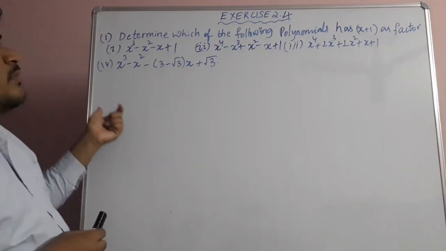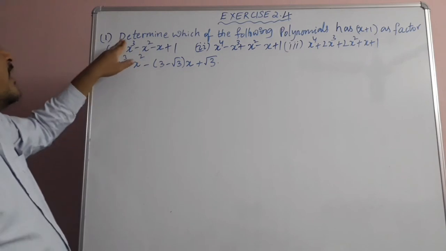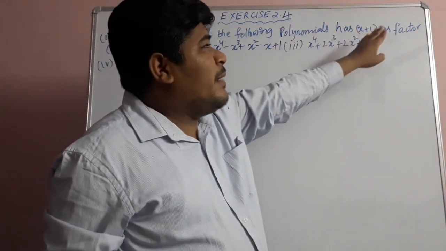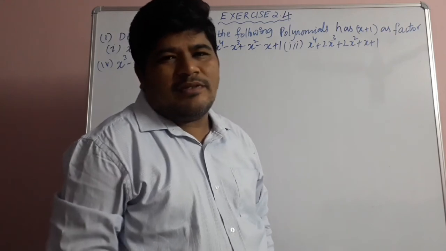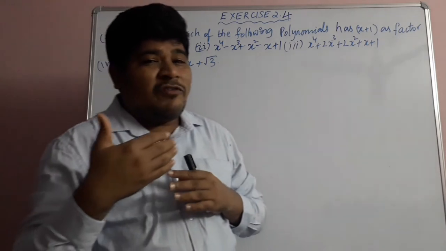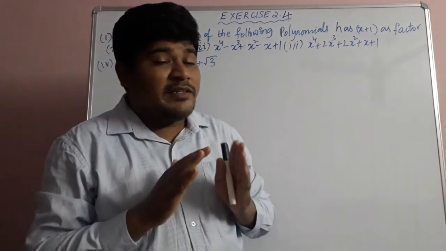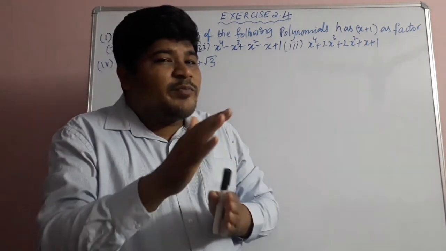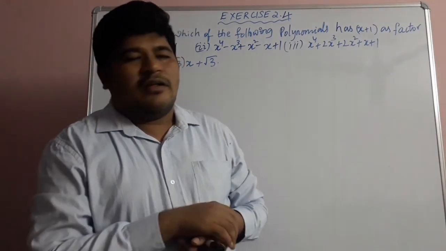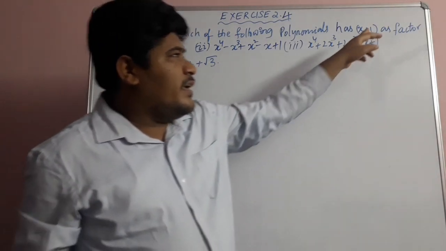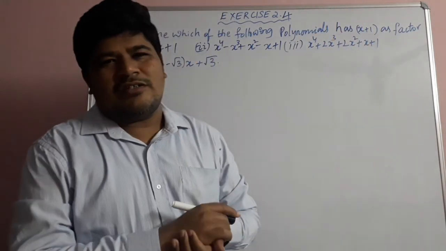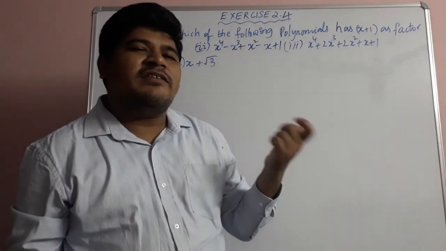Now let's see problem number 1 in exercise 2.4. Determine which of the following polynomials has x plus 1 as a factor. Okay. So children, we have to use the factor theorem. So if p of a is 0, it means if the remainder is 0, then x minus a is called a factor. Okay now. So children, here instead of x minus a, x plus 1 is there. So we have to find the remainders children. If remainders are 0, then the divisors are factors.